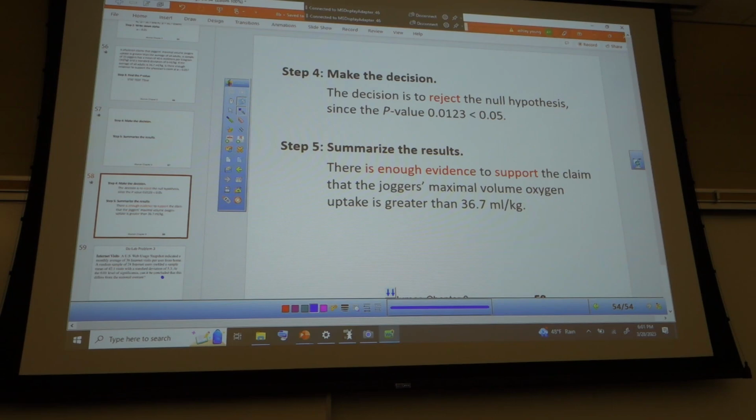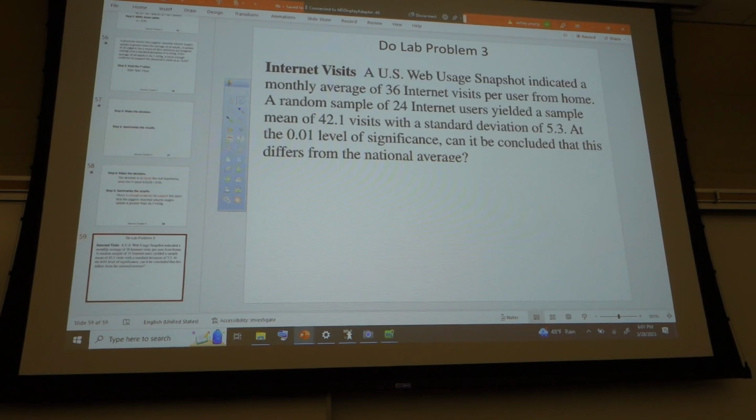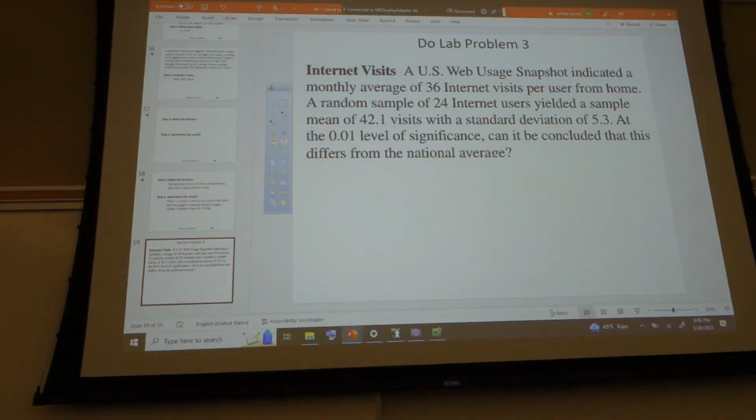So lab problem number 3 looks like that. All right, let's take a look.